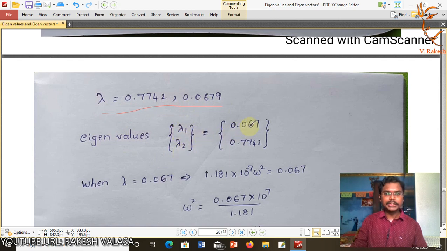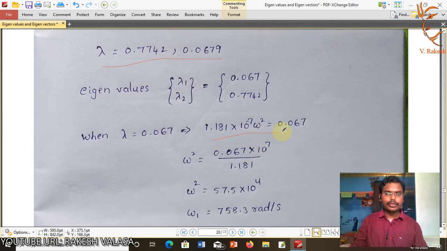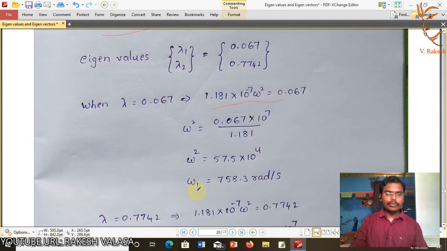Now write them in increasing order, that is 0.067, 0.7742. When lambda equals 0.067, we know we have taken lambda equal to 1.181 into 10 power minus 7 omega square. From this term, we can find omega 1, that is 758.3 radian per second. This is the first natural frequency.